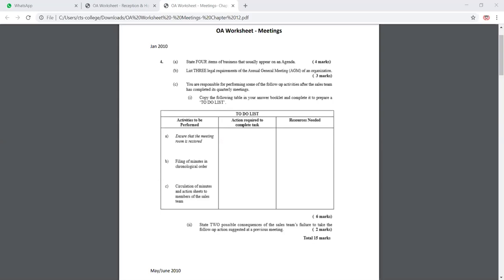That's the time spent to file. No. That's the time spent during the meeting, miss. That's right. Time recorded during the meeting. Very good. Yes.